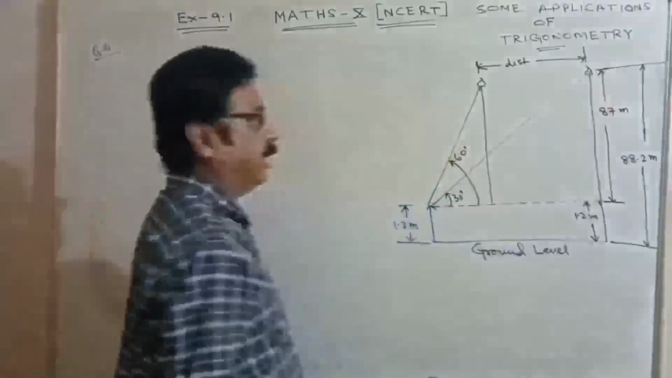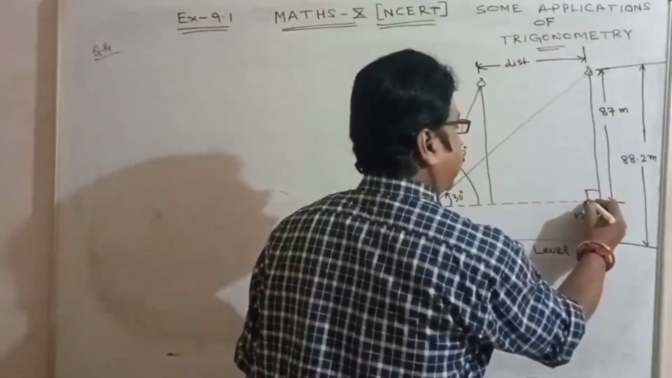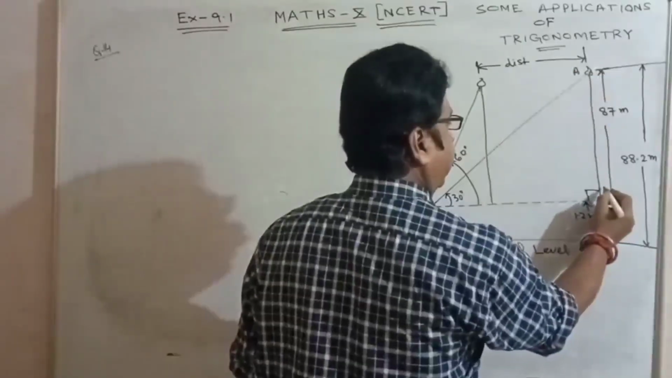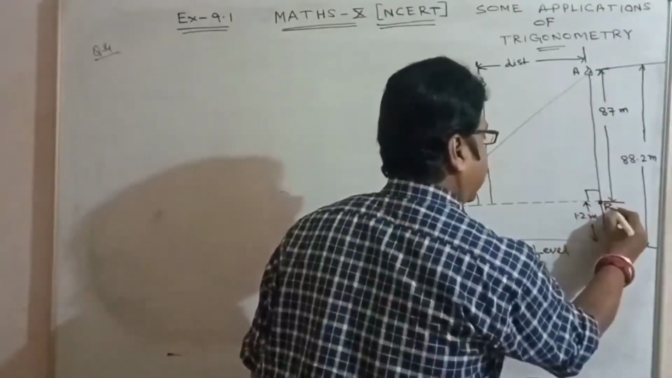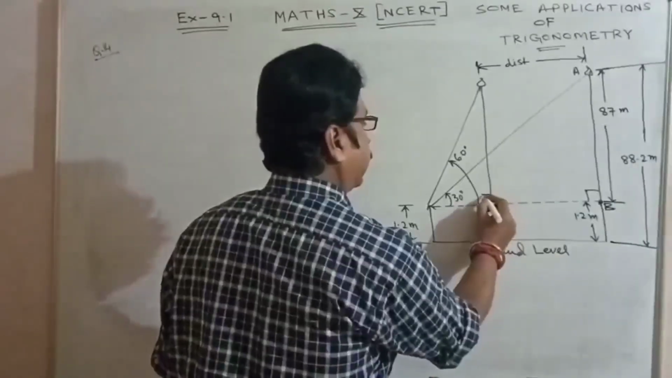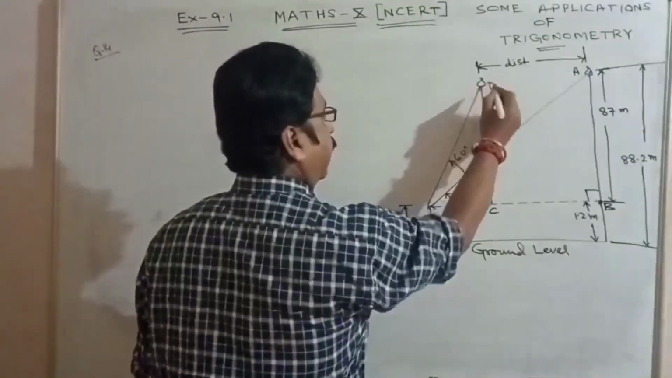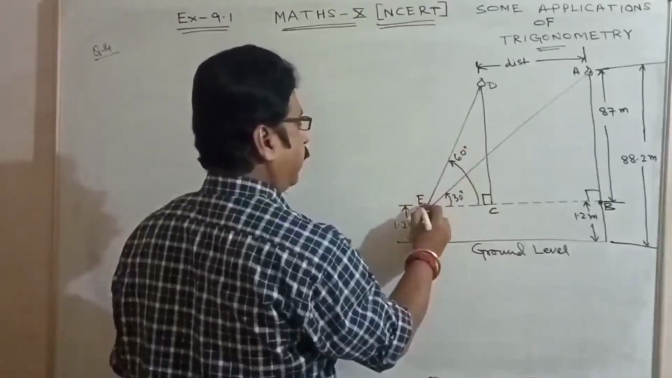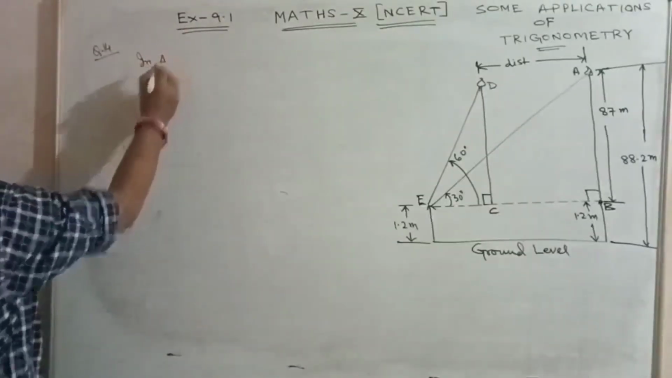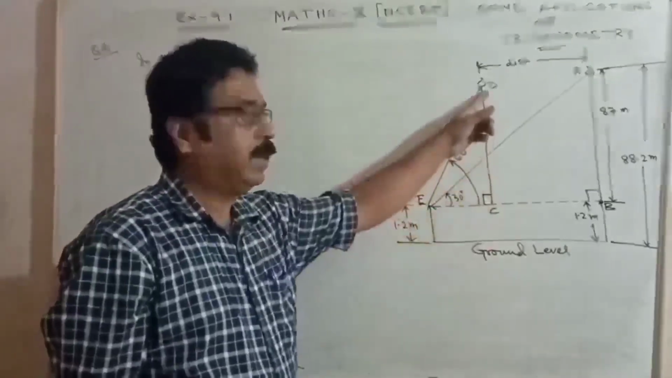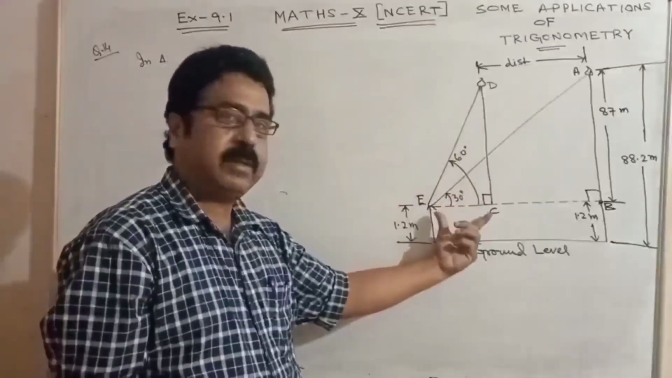This distance we have to find. The balloon moved from this position to this position. Suppose this is A, this point is B, this is C. Suppose this is D, this is E. In triangle CDE, 60 degree up. This will be the perpendicular CD. Base will be CE.